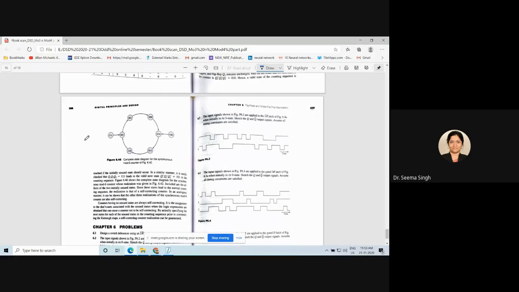So this finishes the counter part of your syllabus, and next we will have to start with the Mealy and Moore model, that is state machine design and construction of state diagram. That is even more complicated. We will see that in the next class.